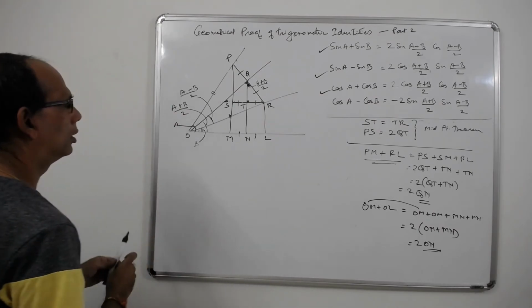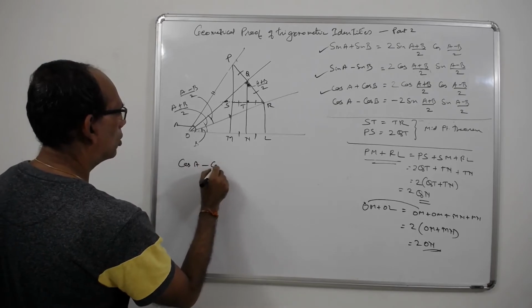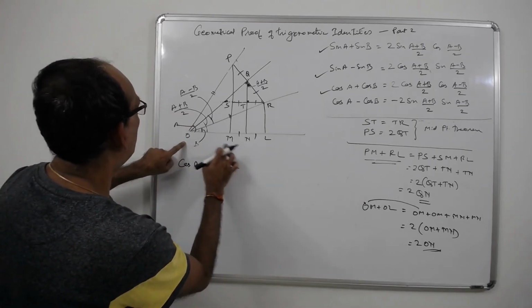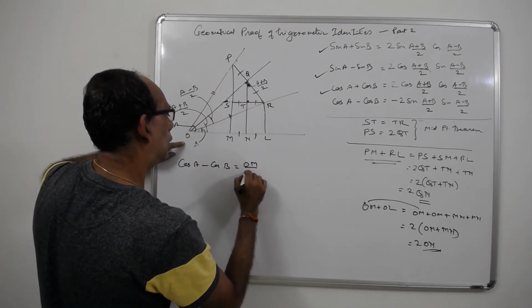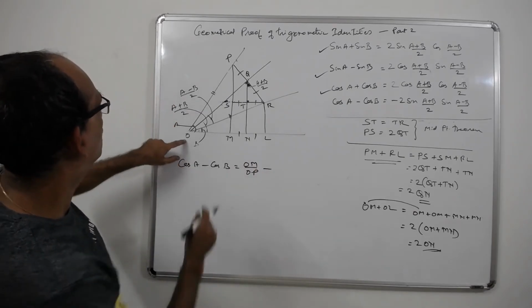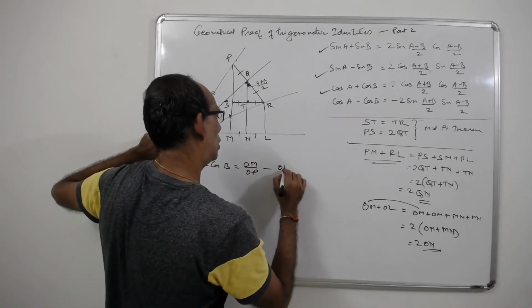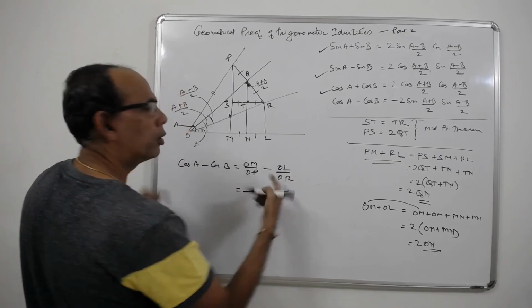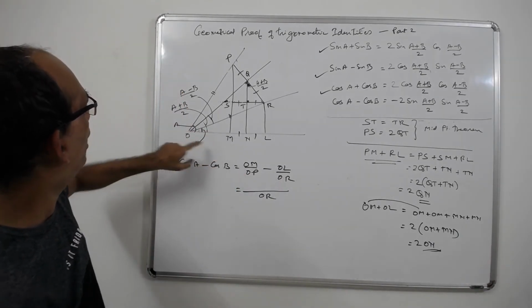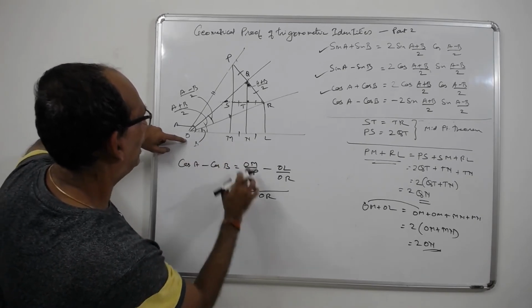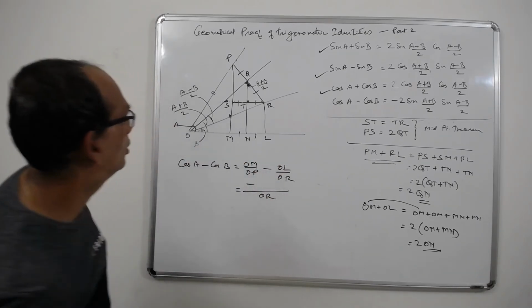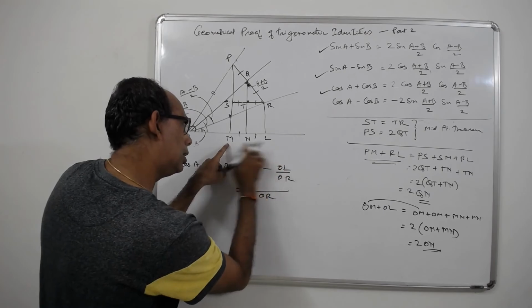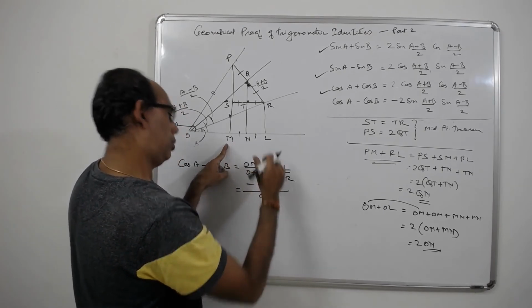Cos A minus cos B. So here, cos A is OM upon OP, minus cos B, which is OL upon OR. This is very easy. See? OR only I'll keep because OP and OR are the same. OM minus OL. Okay, that's negative. OM minus OL is minus ML.